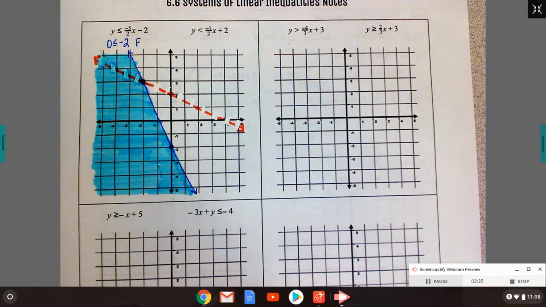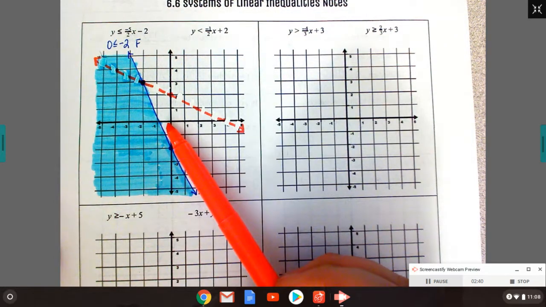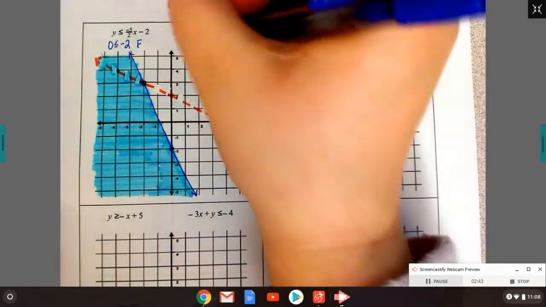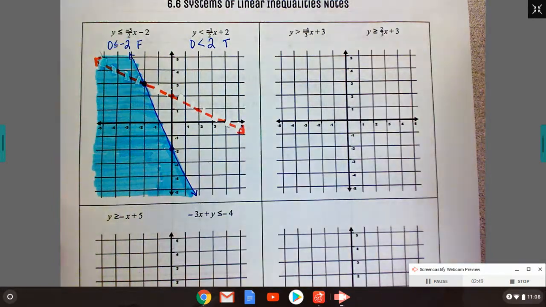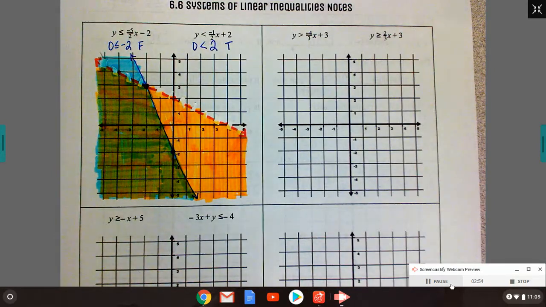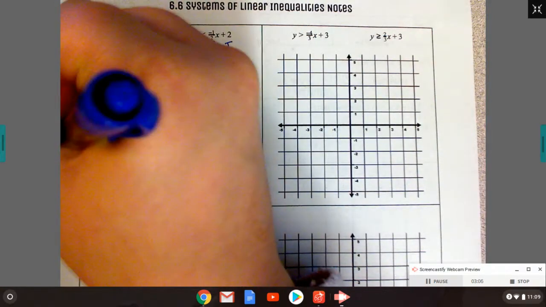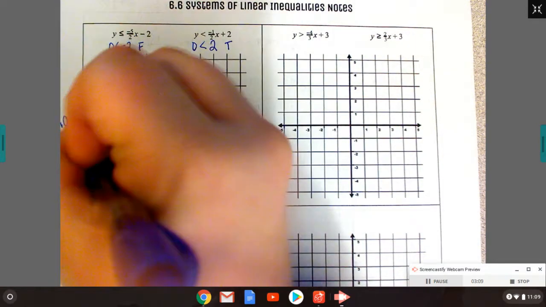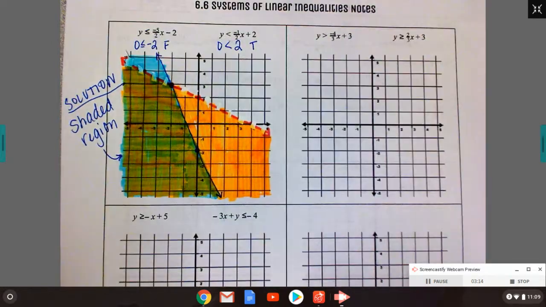And then let's think about shading. It's less than, so that would be down, or we could check a point. If I check 0, 0, I should get true. Is 0 less than 2? That's true, so I do want to shade this way, which is what I expected. So I'm going to end up shading everything down. All right, so I've shaded in, and I have an overlap that's this really ugly green-brown color. But anyways, this shaded region is our solution.